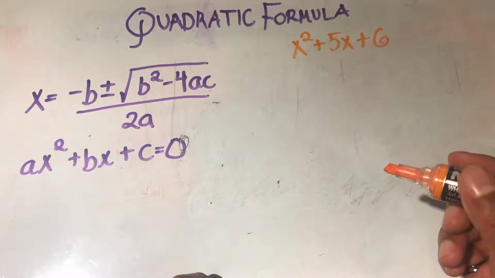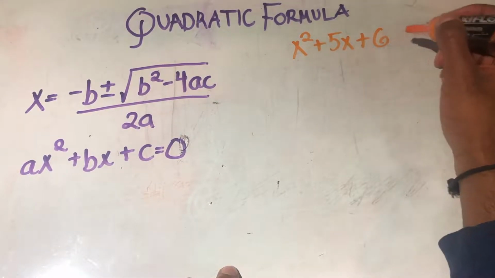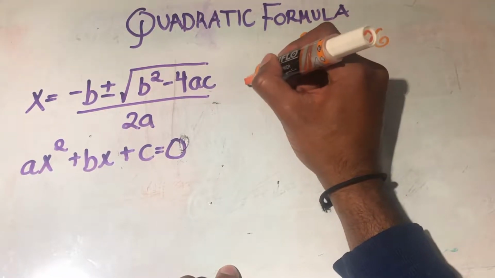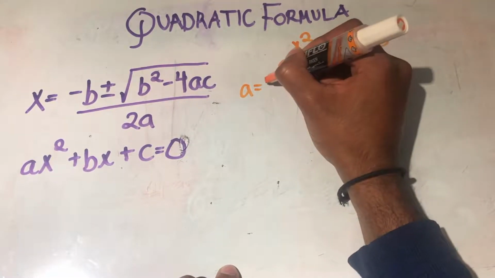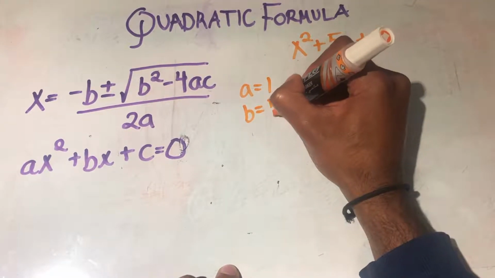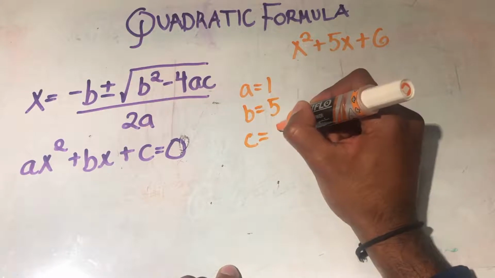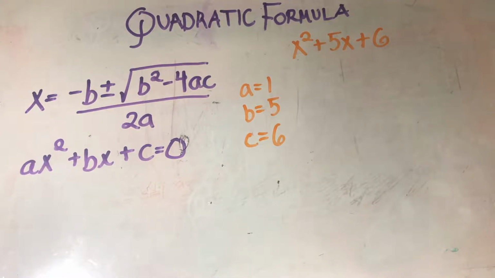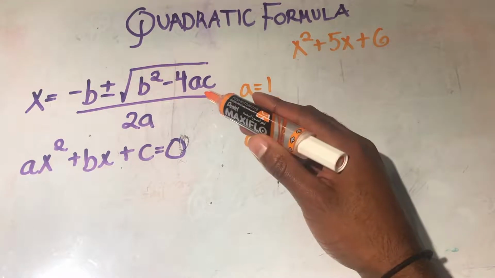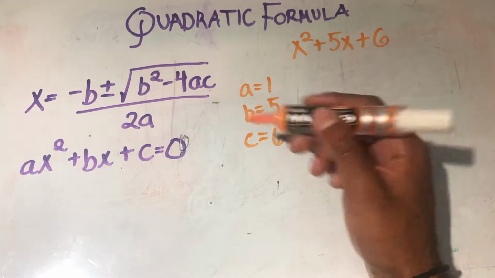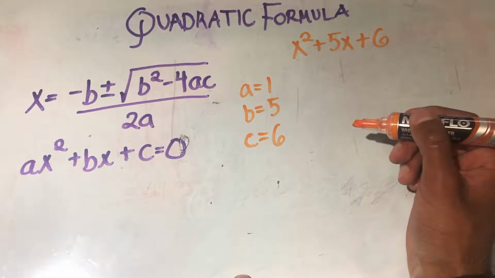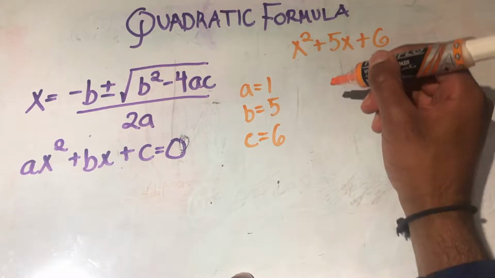To avoid confusion, it's easier to list out all our coefficients here. For a, we have 1. For b, we have 5. And for c, we have 6. It's fairly straightforward. All you've got to do is plug in those coefficients for their corresponding letters. So let's begin.